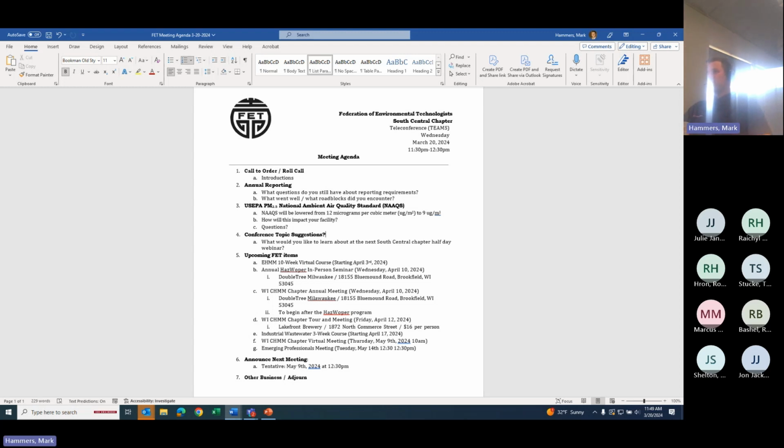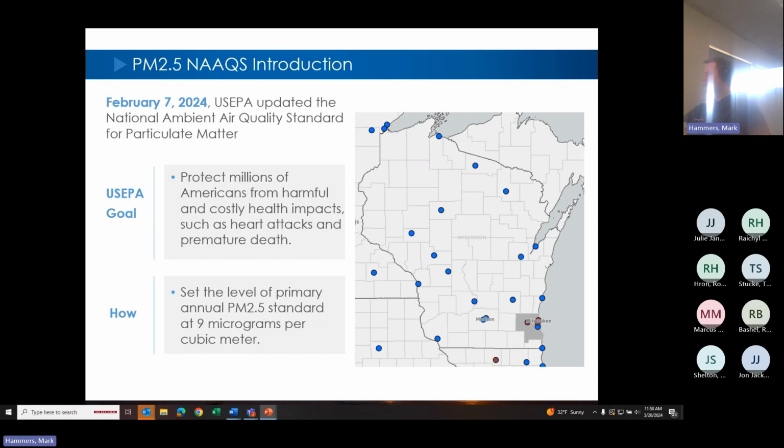Let's jump into item 3 here. I'm going to share some quick slides, and I'm going to give a really quick high-level overview of some of the changes that went on earlier this year that kind of snuck in during reporting, and what are some of the impacts that it could have on the facilities here in Wisconsin.